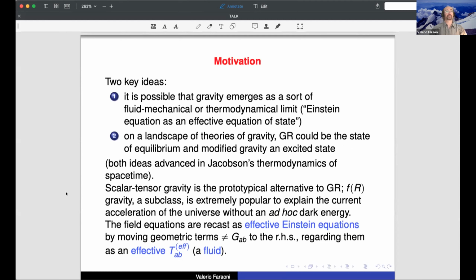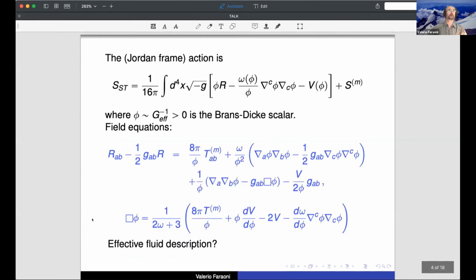So again, for the motivation, scalar tensor gravity is the prototype of the alternative to general relativity. F of R gravity is extremely popular to explain the current acceleration of the universe, as you have heard from Peter a while ago, and it doesn't require the introduction of dark energy, which is ad hoc. So in scalar tensor gravity, you can recast the field equations as effective Einstein equations by moving all the geometric terms different from the Einstein tensor to the right-hand side and manipulating slightly. So you can regard the right-hand side as an effective stress-energy tensor of a fluid, as an effective fluid.